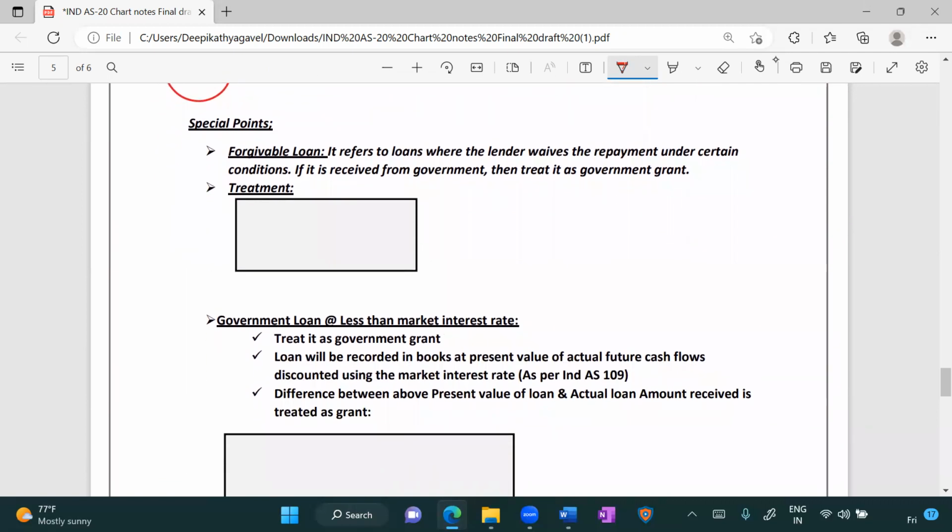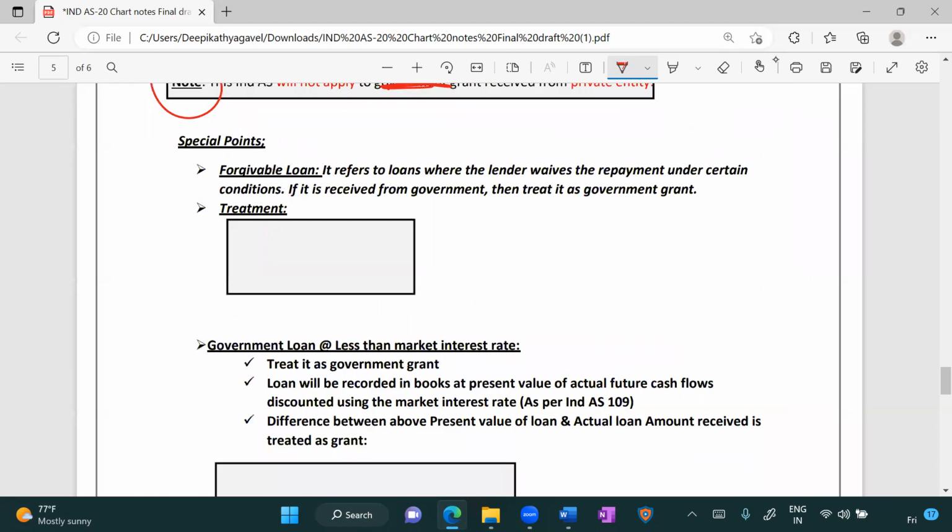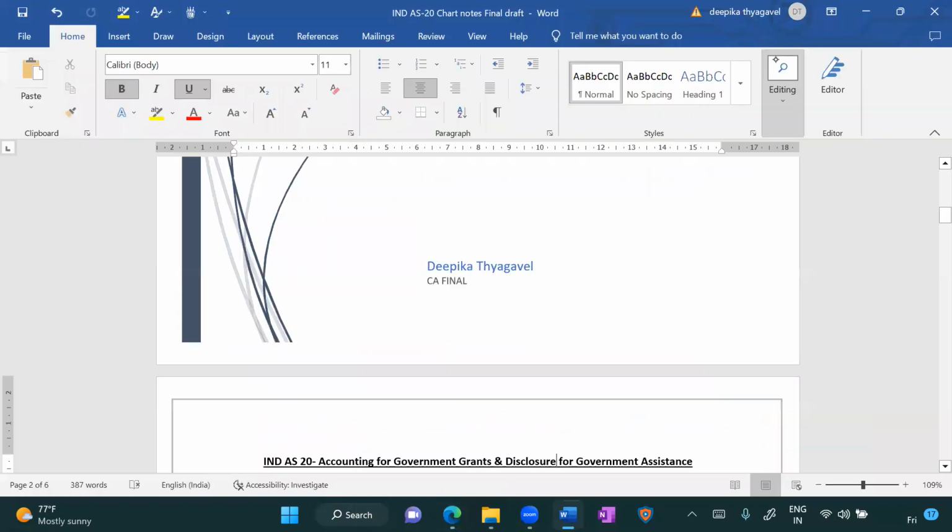Now, some special points. We have come quite towards the end of the standard, and it's quite easy. Let's look at special point number 1, which is forgivable loan. What do you mean by forgivable loan? It refers to loans where the lender will waive the repayment of that loan amount under certain conditions. If such a forgivable loan is received from the government, it is treated as a government grant. I have some entries also here. I'll show you that as well.